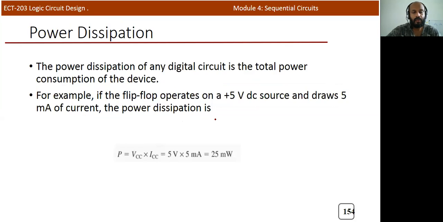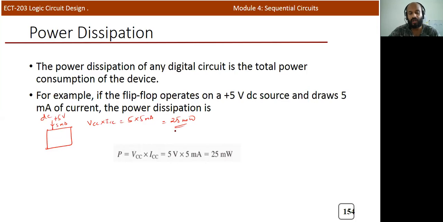The last point we need to discuss is power dissipation. If you consider any flip-flop, we apply plus 5 volts for it to work, and while working it will also consume some current, for example 5 milliampere. So the power consumption of this flip-flop is VCC times ICC, which is 5 times 5. If the DC power supply is 5 volts and the current consumed is 5 milliampere, you can say it's 25 milliwatt.